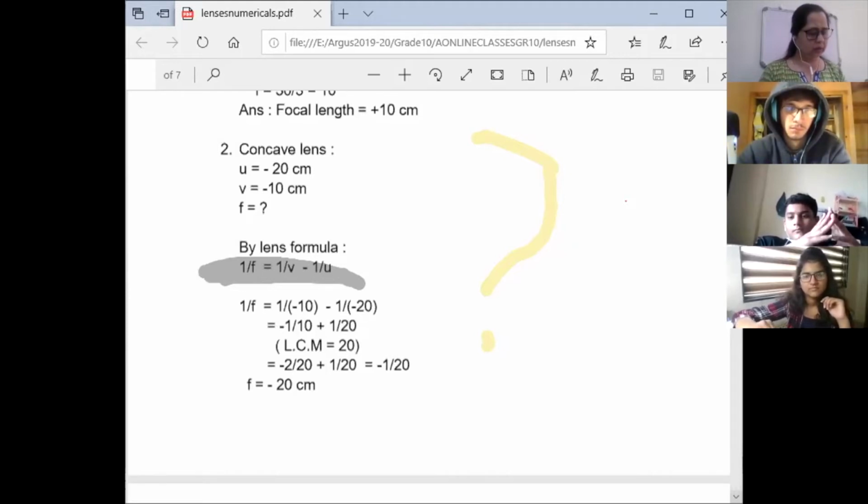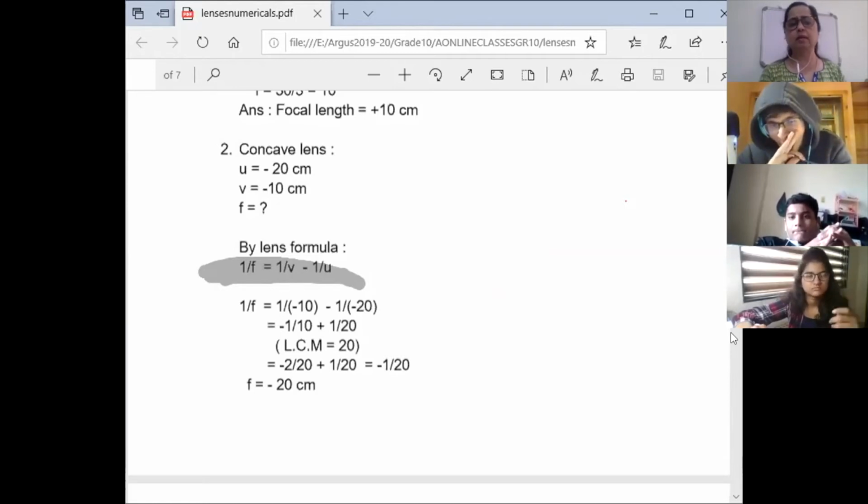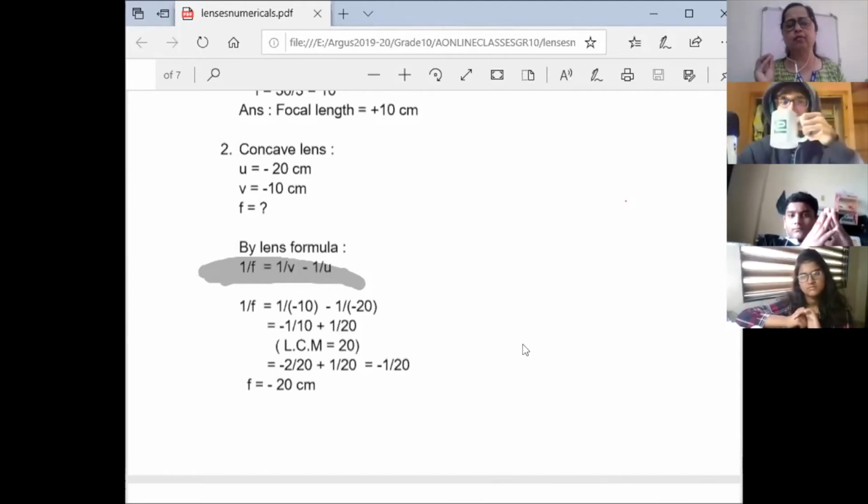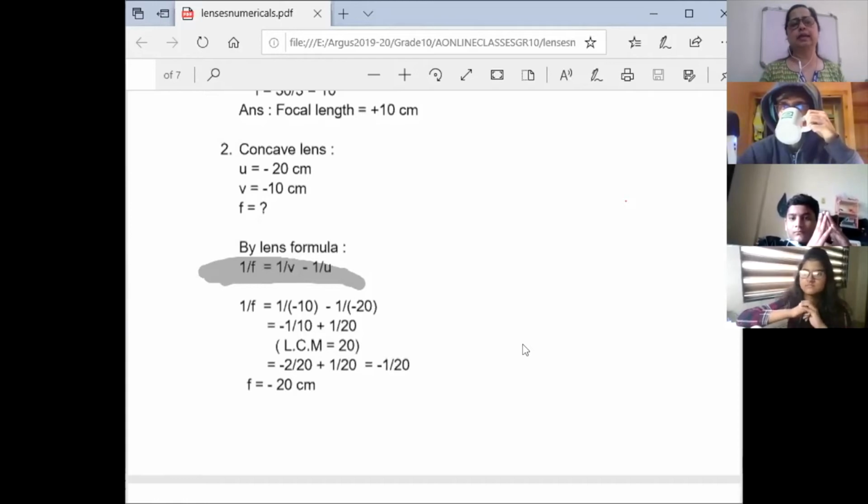Now what is the nature of the image and focal length? So I will just use the formula, very simple. 1 upon f is equal to 1 upon v minus 1 upon u, right? And I have solved the sum. LCM is 20. Addition of fractions, I don't need to teach you all. So f I have got -20. And can you see it is a perfect thing? Because it is a concave lens, focal length is negative. Nature is virtual and erect. Nature will be virtual and erect because it is a concave lens.